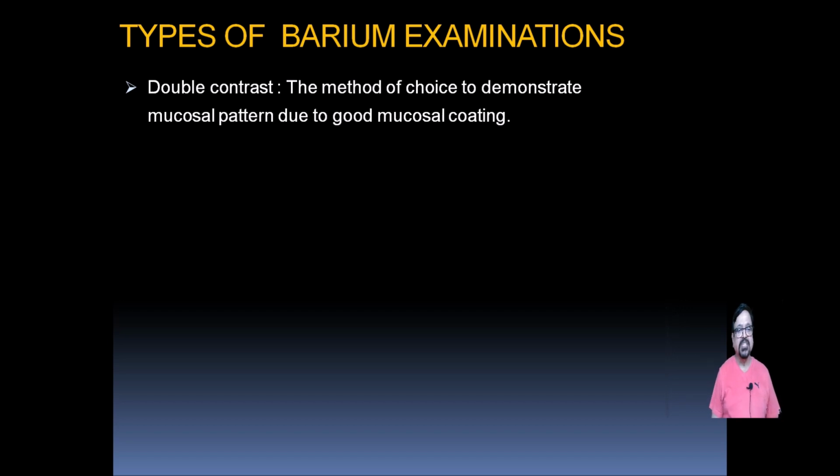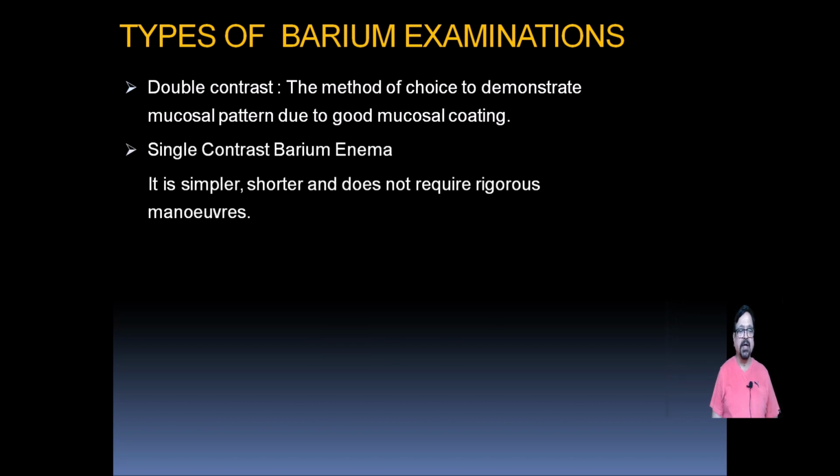Now what are the types of barium examination? Double contrast examination, the method of choice to demonstrate mucosal pattern due to good mucosal coating, and single contrast barium enema. There are certain advantages of double contrast as well as single contrast examination. In double contrast examination, it's the method of choice to demonstrate mucosal pattern due to good mucosal coating.